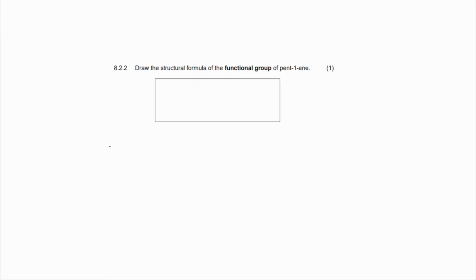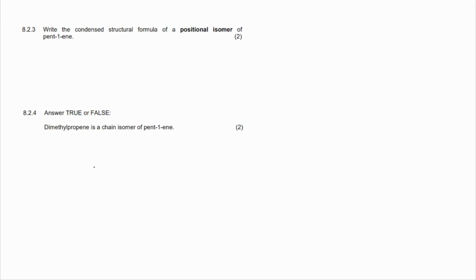But anyways, they say draw the structural formula for the functional group of pent-1-ene. Well, this is just double bonded carbons. That's what makes it an alkene. How do we know? The double bond. So we just draw that. They also asked for the functional group of an alcohol. Well, we would draw a hydroxyl group like this.